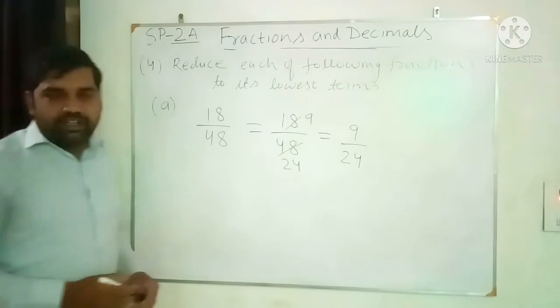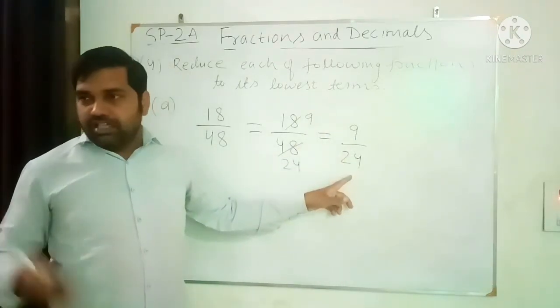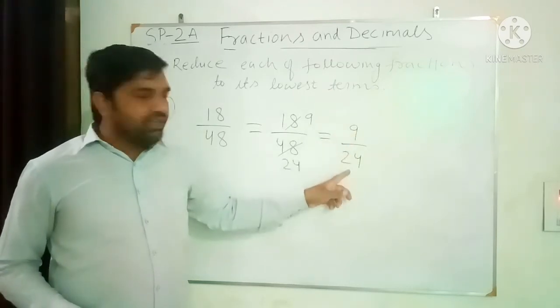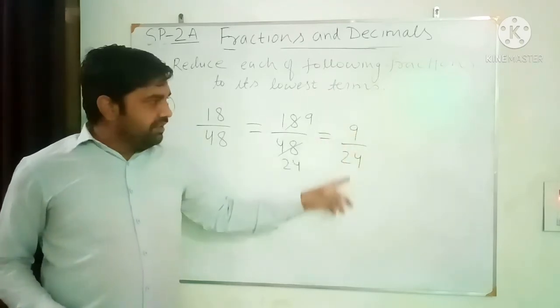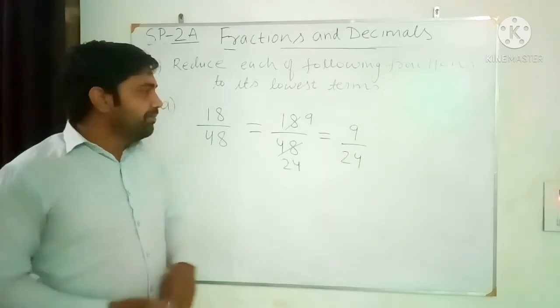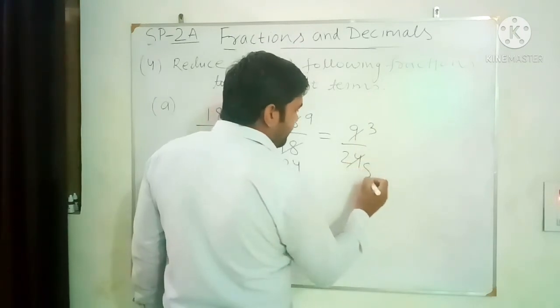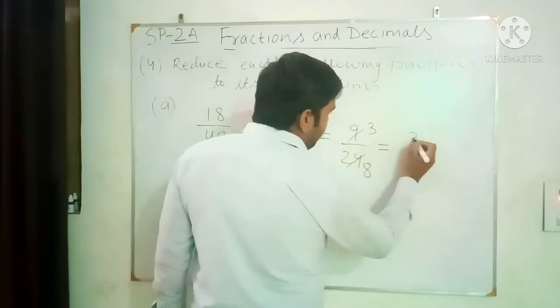Now the fraction 9 by 24 is again divisible by a common number, 3. In the table of 3, 9 also comes and 24 also comes. So again we divide both the numerator and denominator by the common factor 3. 3 3s are 9, 3 8s are 24. Now I got 3 by 8.